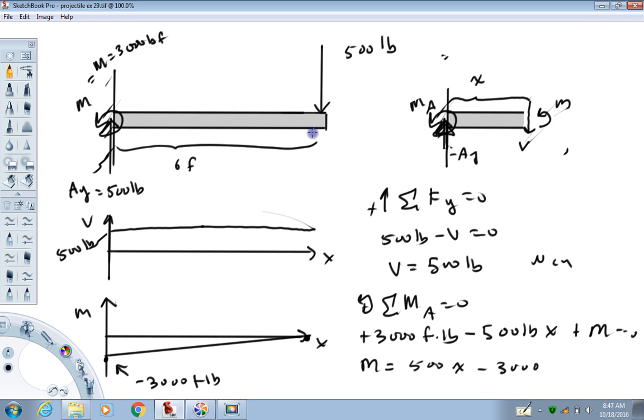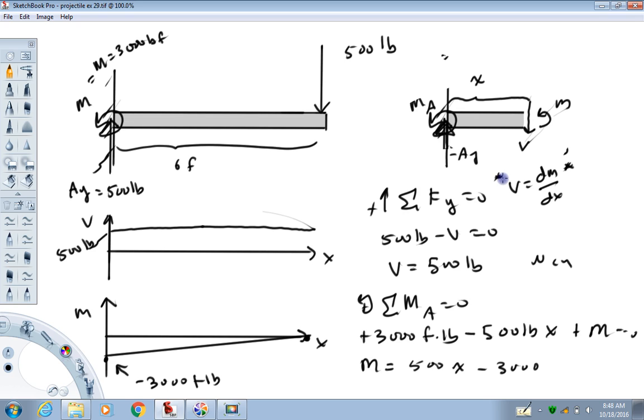Another thing I'd like to point out in this video, notice that if I differentiate this function dM/dx, I'd get plus 500. And notice that the shear is 500. And that's not an accident. That's a relationship that always holds up: the shear force is the position derivative of the bending moment. This is a relationship that we'll use more as time goes on. I usually use it as just a check to make sure my work is good.